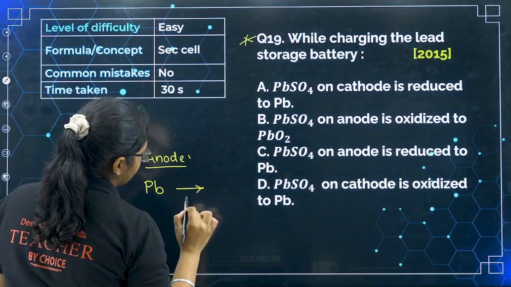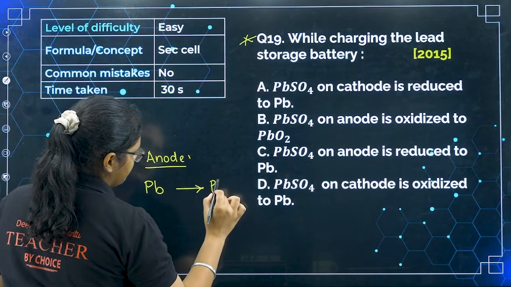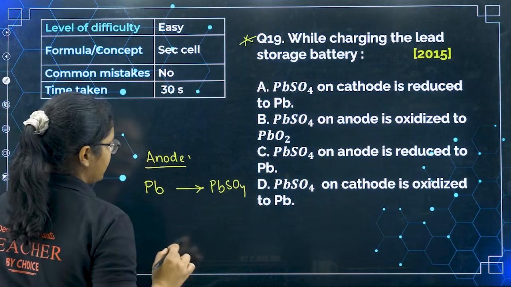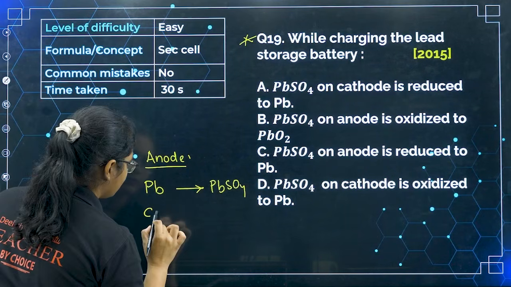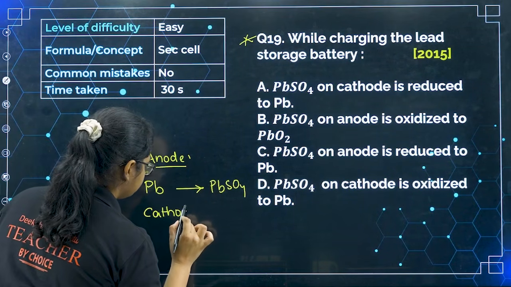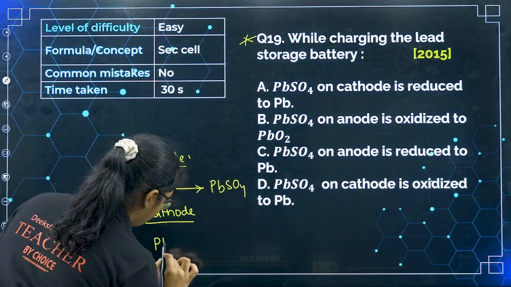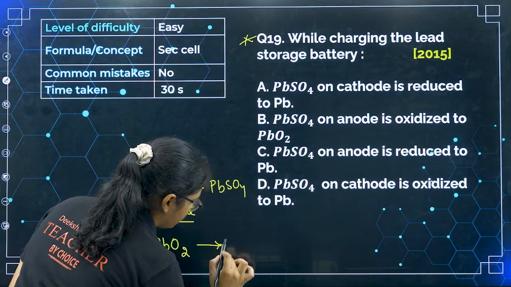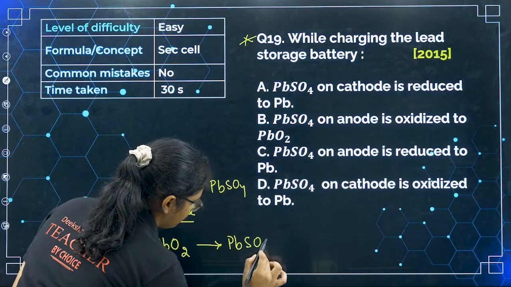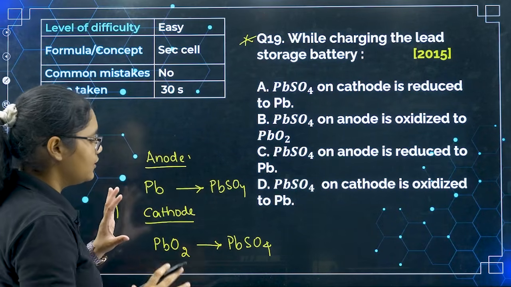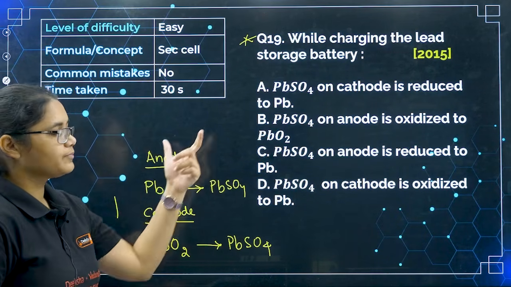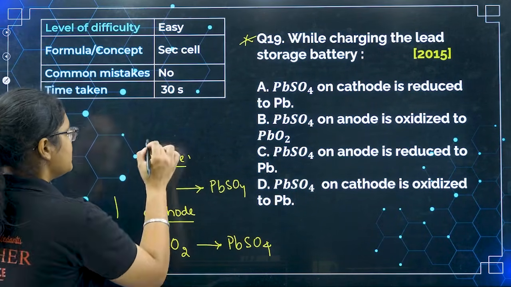Pb got converted to PbSO4. And here at cathode, PbO2 got converted to PbSO4. And this is the original reaction for lead battery while discharging.